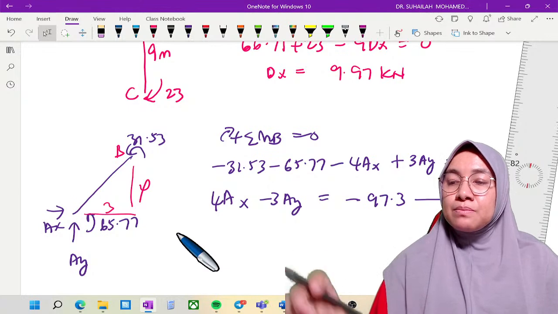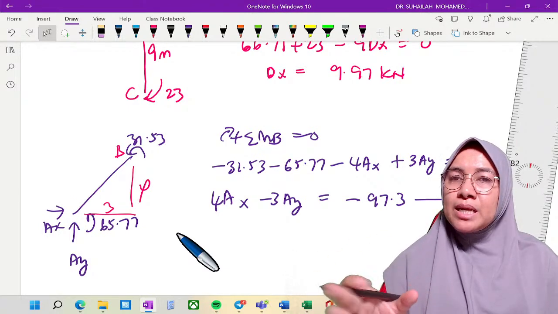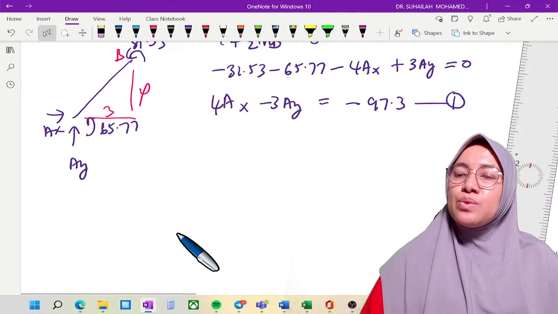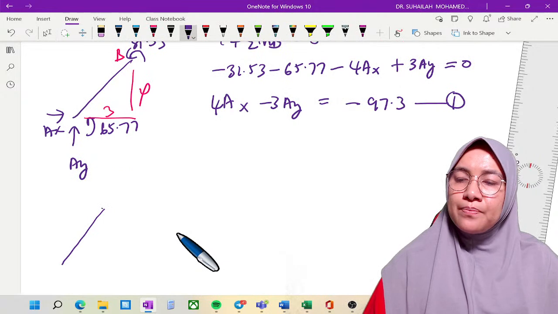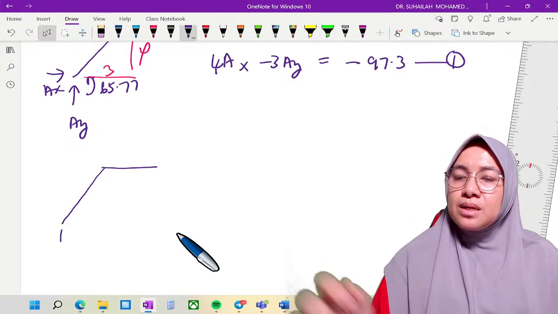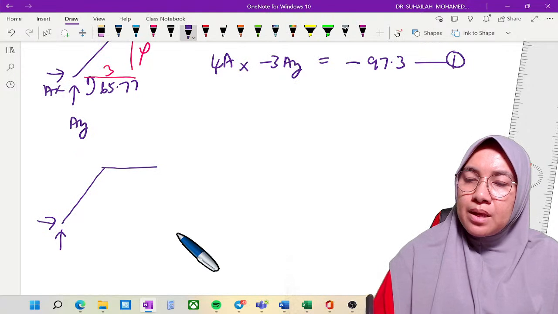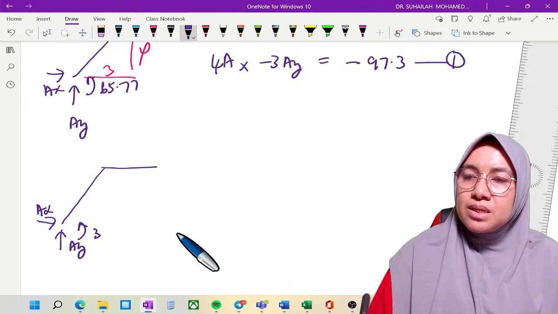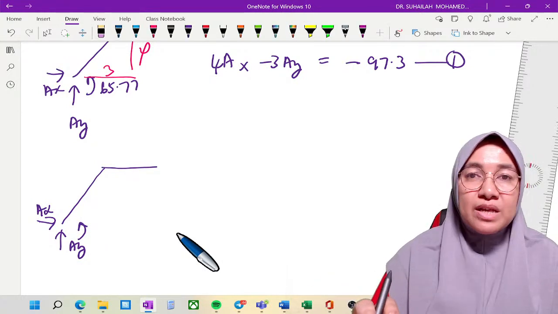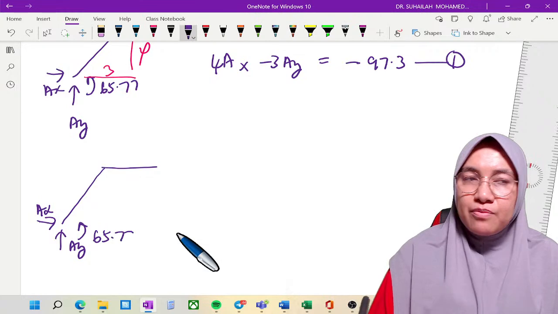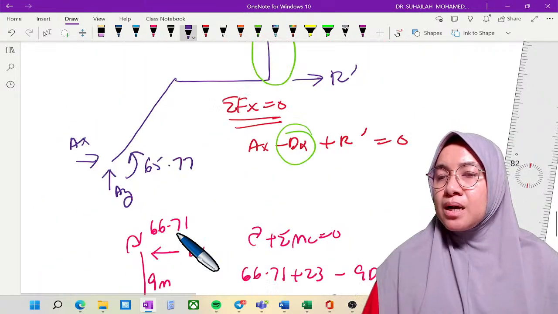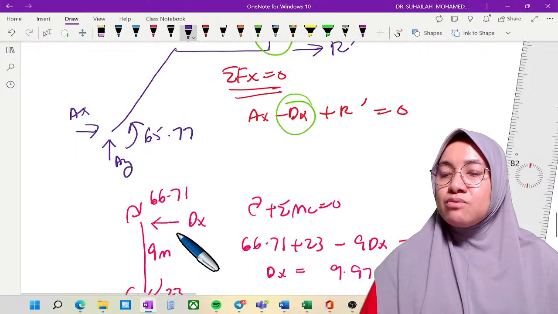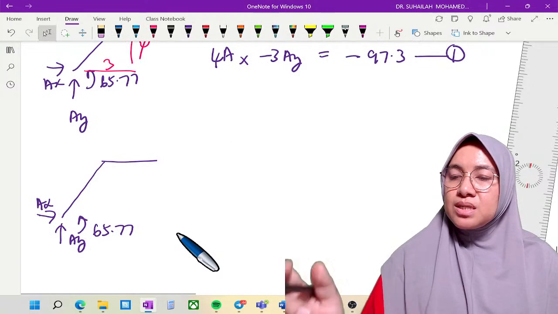So this is equation number 1 because we have two unknowns. By solving member AB only, we cannot solve for AX. So what we can do is consider another one. The moment is 65.77 and the other moment is negative 23.